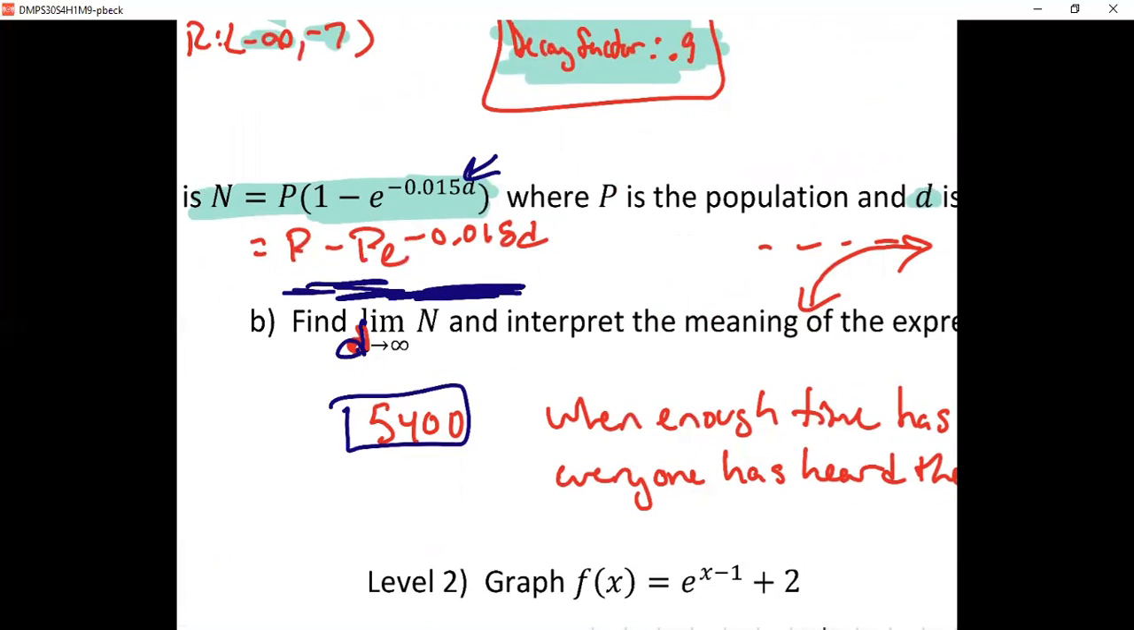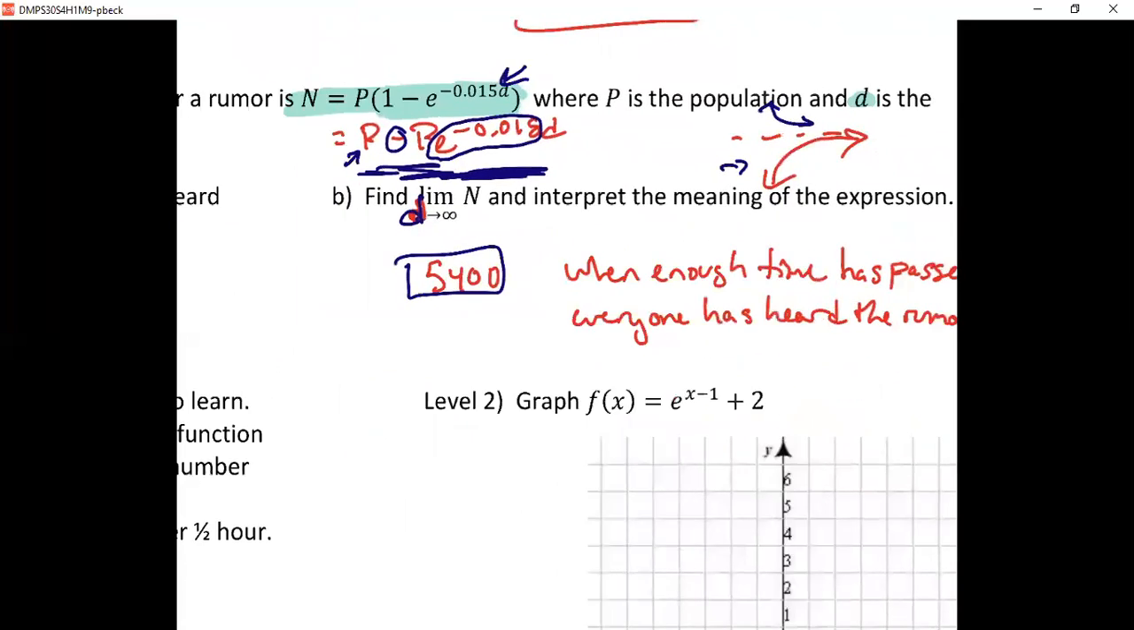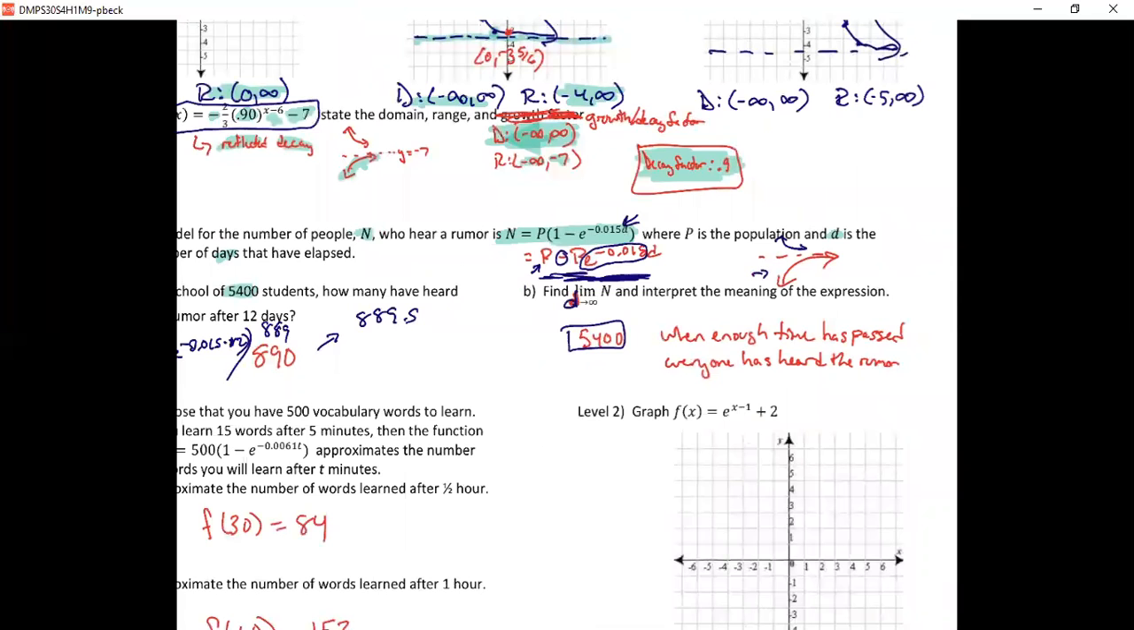It shows a little bit more of the nature of this. P ends up being the horizontal asymptote because that's our vertical shift. Then this ends up being some decay because e to a negative power gives us decay. And then that negative out in front means it's reflected. So we have that decay initially, reflected, which gives us that kind of graph. So when enough time has passed, everyone's heard the rumor, and everyone would be 5,400 in this case.